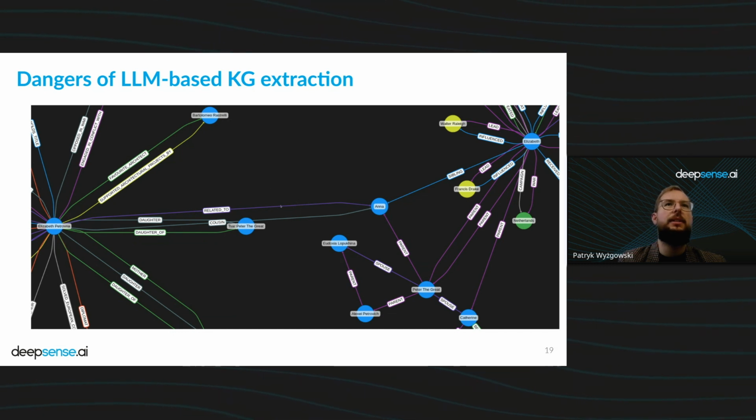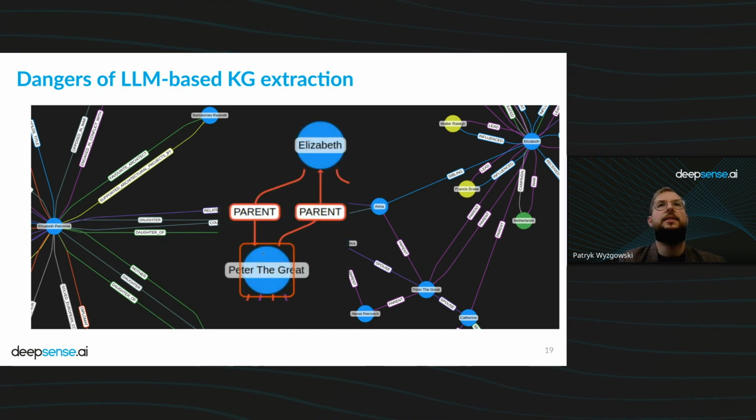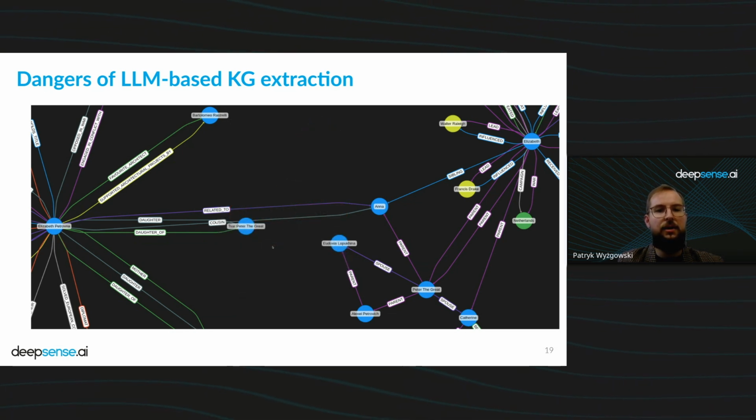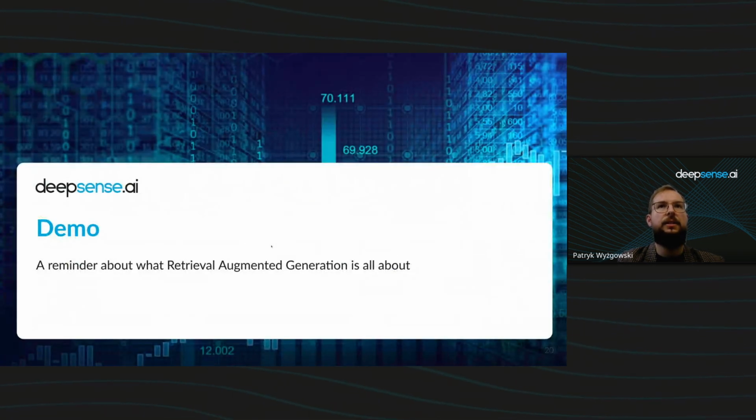So basically, when we have a look at one of the nodes and its neighborhood, actually the part of the neighborhood about Peter the Great, you can observe some more dangers. You have a cyclic relation of being a parent of one another. Actually, we're going to have a look at it itself. So let's have a quick demo.